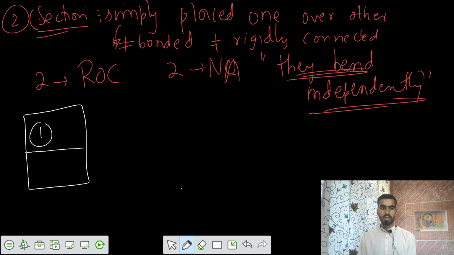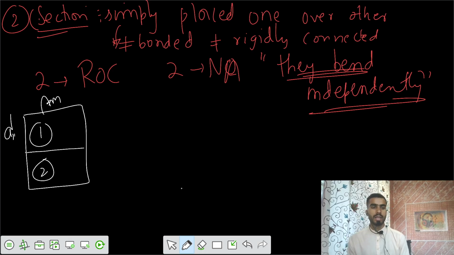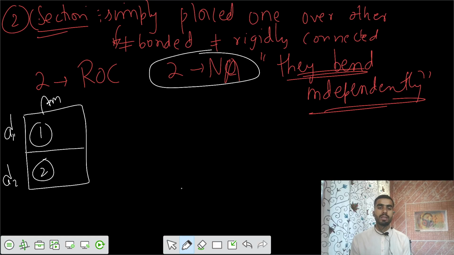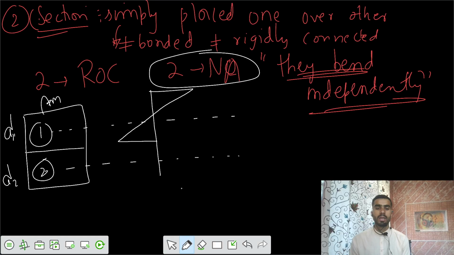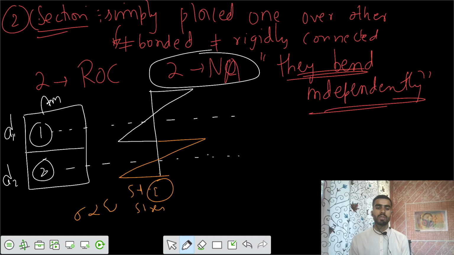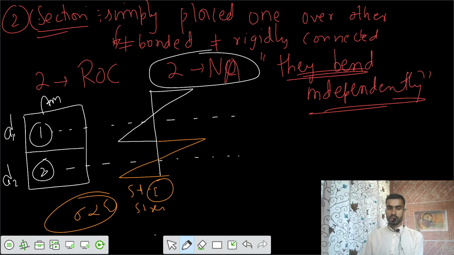Let's say this is material 1, this is material 2. You apply a moment M. They are placed one over the other, with depth 1 and depth 2. If there are two neutral axes, let's say the neutral axis for the first one is this one, and for the second one we have this neutral axis. So the stress or strain variation would be in this way. You can say strain or stress, whatever, because stress is proportional to strain. So this is the variation of that stress or strain. So we have two different neutral axes, NA1, NA2.